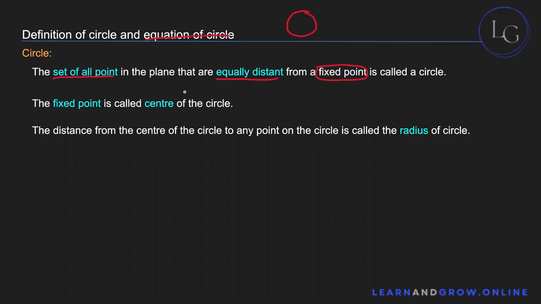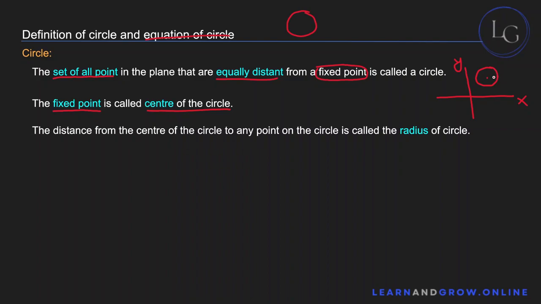Okay, so it says that the fixed point around which the set of all points that are equally distant is called the center of the circle. So what that means is if you draw a coordinate axis, the y-axis and the x-axis, and let's say you pick this fixed point over here, and all of the points equally distant from this one point eventually make up a circle, right?